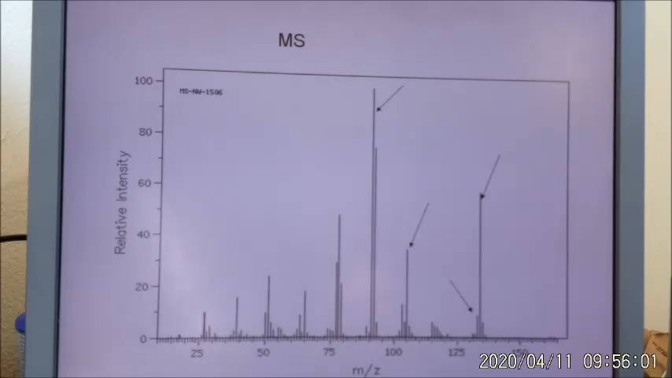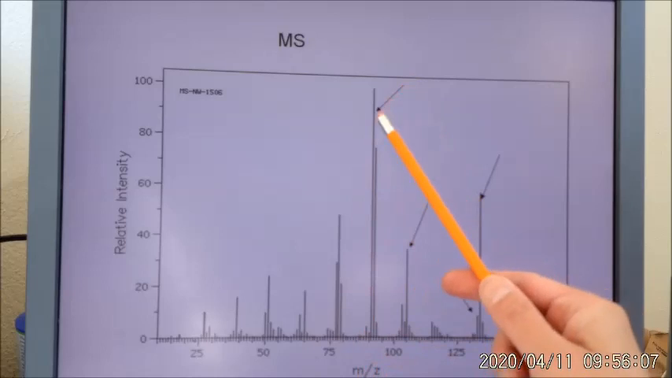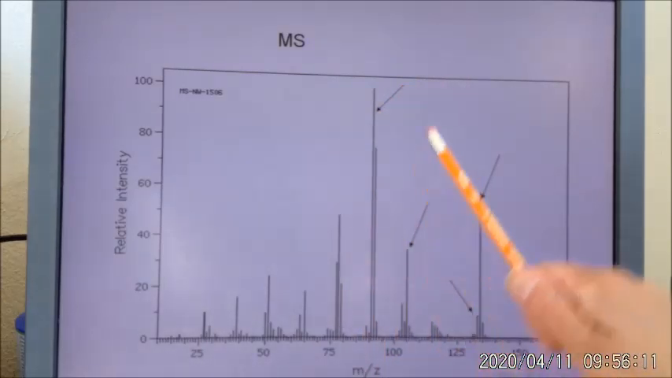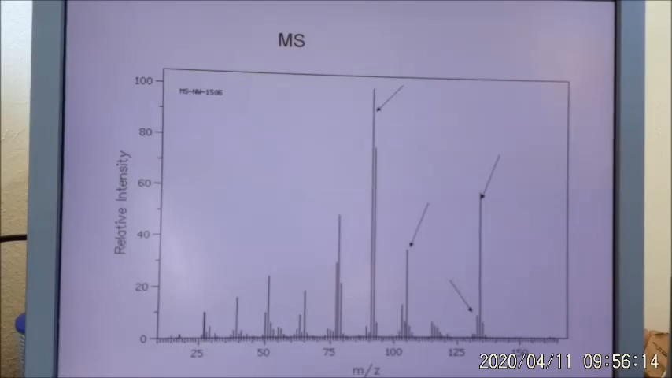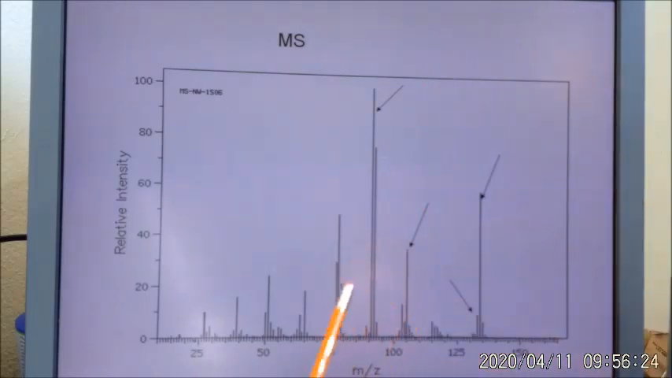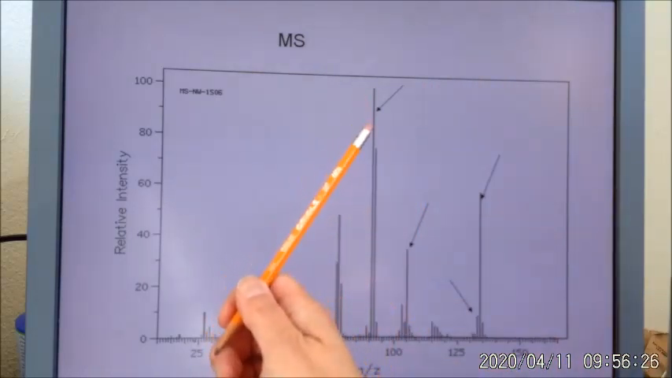So what could that be? If we look here, 80, 85, 90, 91. Aromatic. Not only that, we know that the 91 is a tropylium ion. So whatever I cleaved has to have a CH2 and then something else. Okay? Because that cleavage after the CH2 gave me my tropylium ion right there.